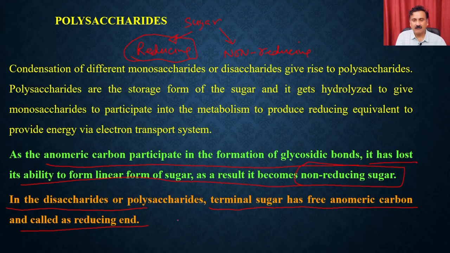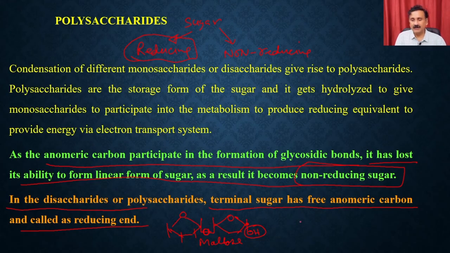Let me explain this. For example, in the case of a disaccharide, suppose this is one of the disaccharide sugars. It is going to be formed like this, but this is your anomeric carbon, where you have the OH, and this is free. For example, if this is maltose, I am not showing all the other bonds, but this is the alpha 1,4 glycosidic linkage. And this OH is free, so it can participate in reduction and oxidation reactions. So this is going to be called a reducing sugar.